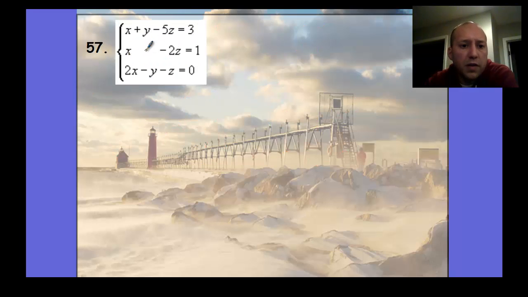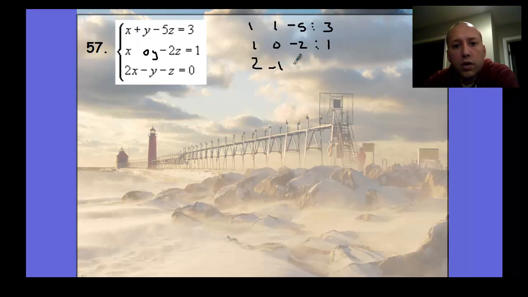So putting this in, we have our 0y here. So our 1, 1, negative 5, 3, 1, 0, negative 2, 1, 2, negative 1, negative 1, 0. And so it's kind of nice. We can just subtract the first two. So I'm going to leave the first one as is, 1, 1, negative 5, 3. And then I'm going to do row 1 minus row 2 to find my new second equation.